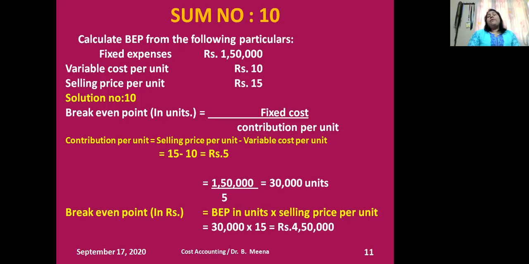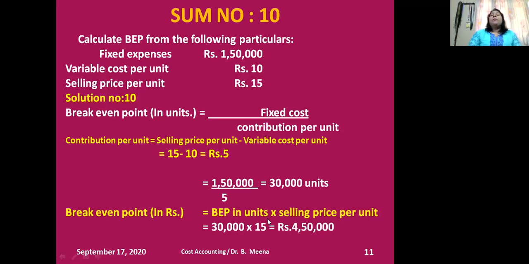Then how can I convert this break-even point in units into rupees? Whenever you have this kind of problem, I calculate the BEP in units. Then how can I convert the break-even point in units into rupees? Simply you can use this formula. Break-even point in rupees is equal to whatever BEP in units I calculated, I mean 30,000 units as per this problem, into the selling price per unit. What is the selling price per unit? 15. So what is my break-even point in rupees? Rupees 4,50,000.